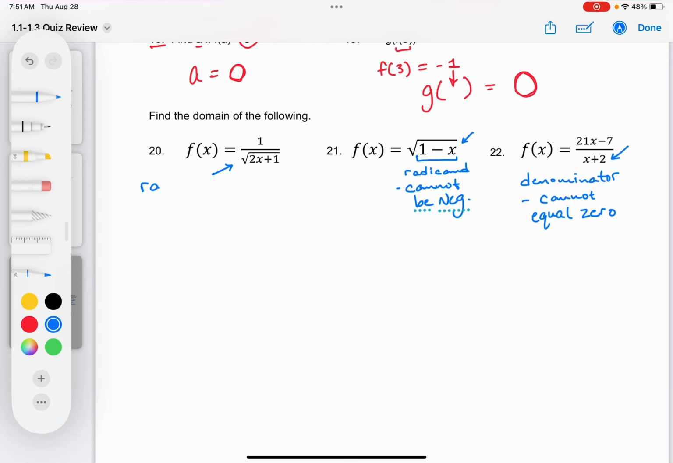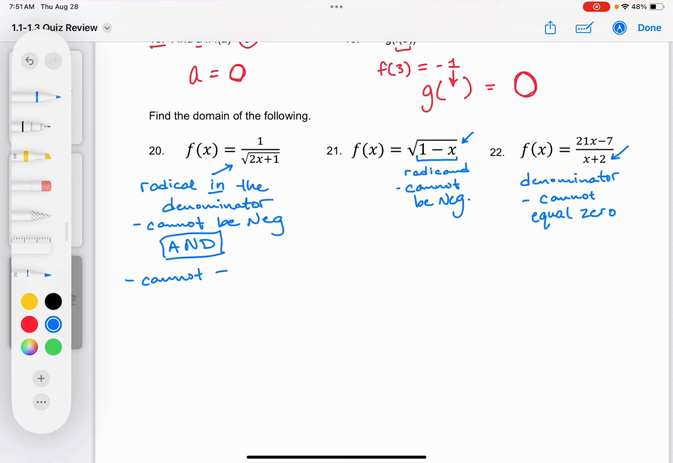All right, so question 20, the reason I saved it for last is because it has both. It has a radical in the denominator, and when you have that, you have to follow both of these rules. Cannot be negative, and cannot equal 0. So we'll again start with 21, do 22, and do 20 last.